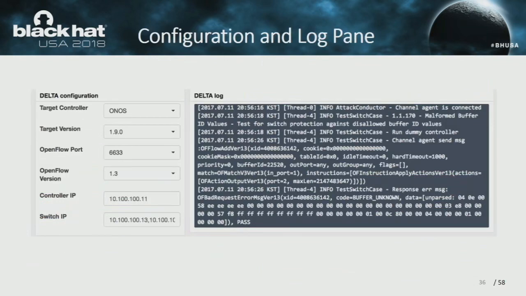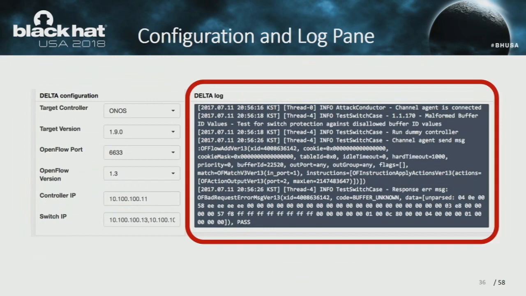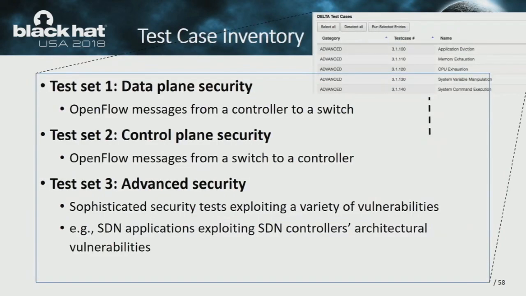And in the configuration pane, as you can see on the left, we can dynamically set up the target SDN controller, target OpenFlow version, IP addresses, and so on. And on the right, Delta shows the main log information from the agent manager at runtime. And the test case inventory holds all the available test cases, so the user can push each test case into the live test queue.